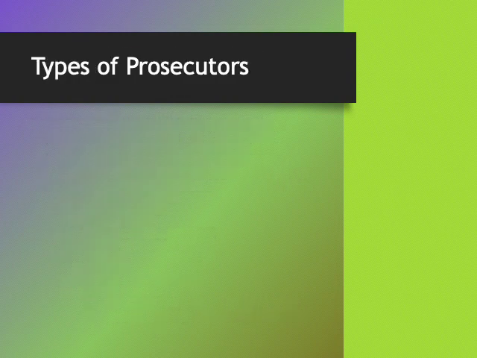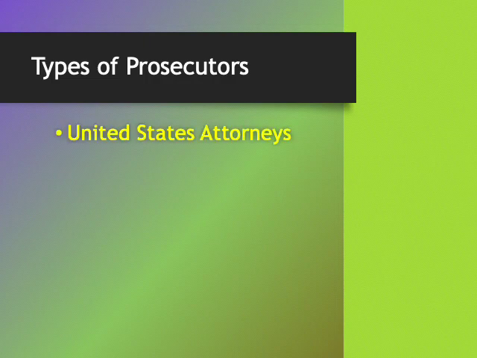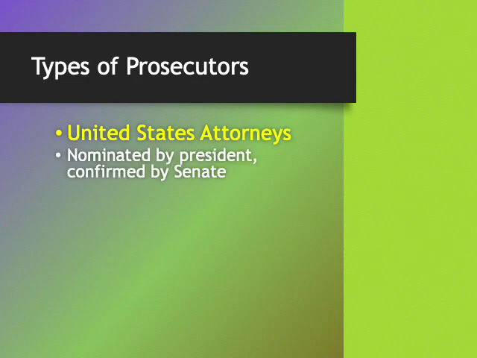There are two types of prosecutors in the United States. One is for the federal prosecution and the other is for state prosecutions. And so federal prosecutors are known as United States attorneys, or U.S. attorneys. And there are 93 U.S. attorneys within the United States. These are political appointees, and so they are nominated by the President of the United States, and then they are confirmed by the Senate.